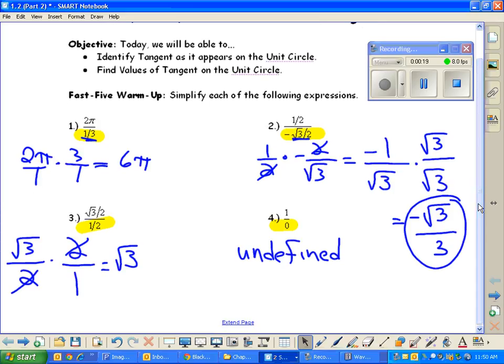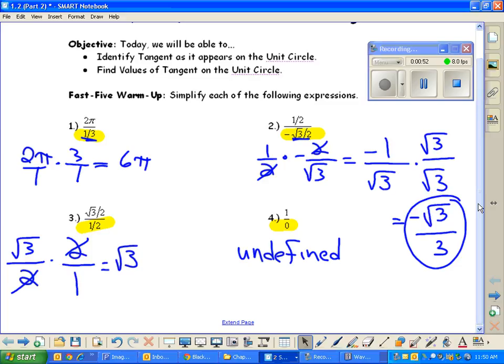Number 1, 6 pi. Number 2, you got -1 over root 3, but you had to rationalize. You can't have that. We just did that, so you knew that. So negative root 3 over 3 would be your final answer for that one. Number 3, you had square root of 3, and 4, you can't have 0 on the bottom. We can't do that. No one can do that. Divide by 0? What? That's undefined.